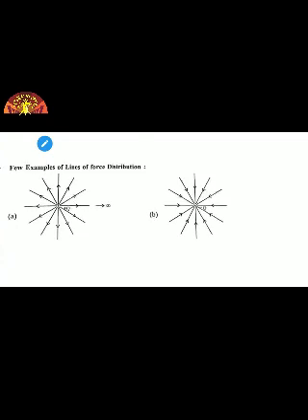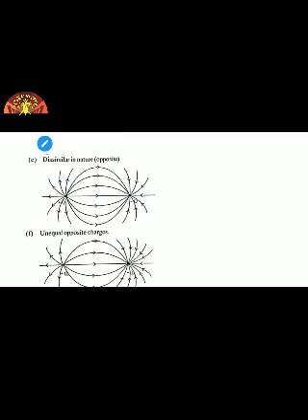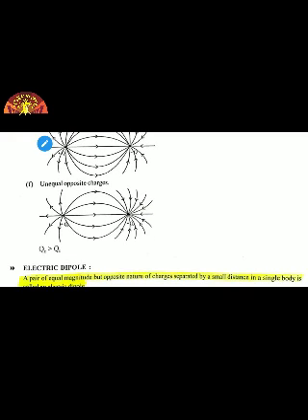Now let's see if they are placed together. If positive and negative charges are placed together, then this would be the behavior. If you have dissimilar charges, positive and negative, placed together, then this would be the representation. They would start from the positive and end at the negative charge. And this is just an example: if Q2 is greater than Q1, then you can see, as Q2 is greater than Q1, that this one is Q2 and this is Q1.